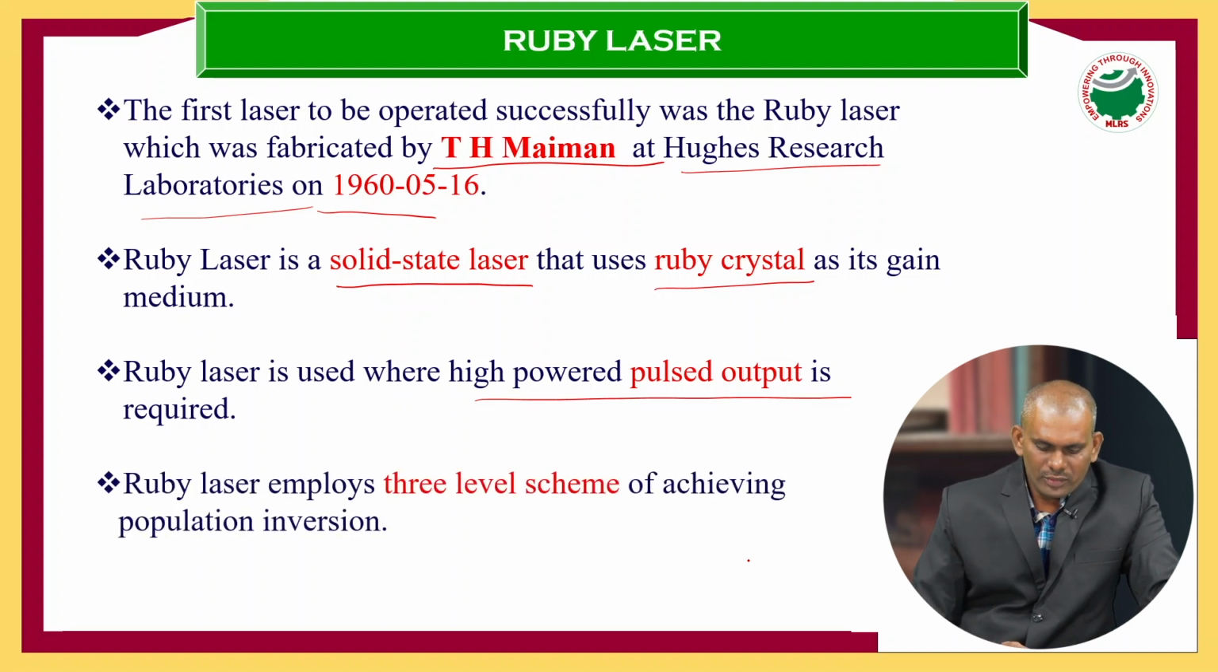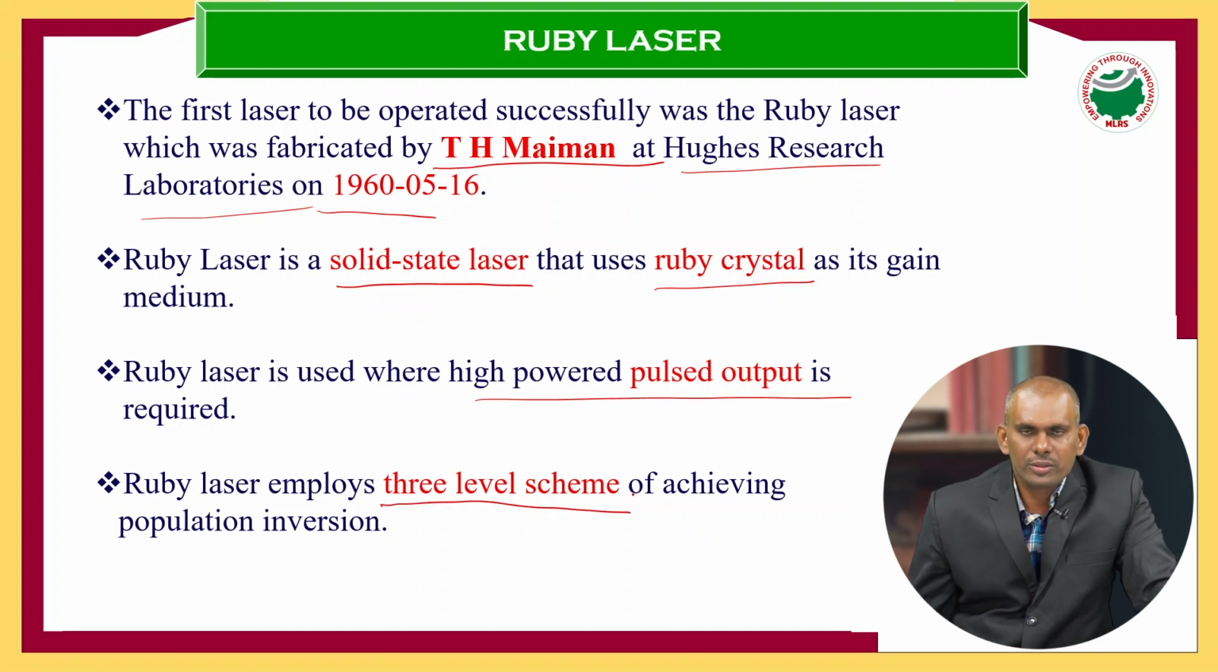Next one, ruby laser employs 3-level laser scheme. 3-level laser scheme in the sense, 3 energy levels are involved in the lasing action of ruby laser. There are several level schemes, 2-level laser scheme, 3-level laser scheme, 4-level laser scheme, and so on. Coming to our ruby laser, it works with 3-level laser scheme. That we will discuss in the upcoming slides. What is 3-level laser scheme? All the things we will discuss.